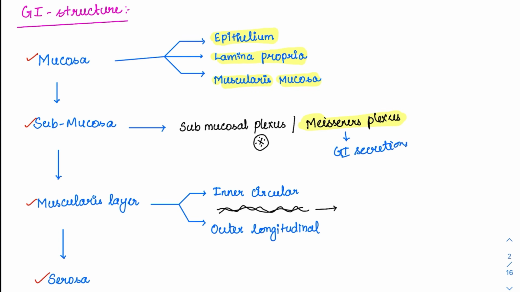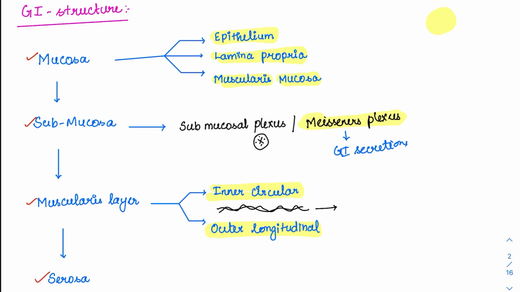Then coming to the muscularis layer, we have two layers of muscles. One is the inner circular, another one is the outer longitudinal. The innermost muscle group is the circular region. We are talking about the lumen. Suppose this is the lumen, and going from the mucosa till the serosa, from inside out we are going. So inner is the circular layer, outer will be the longitudinal layer.